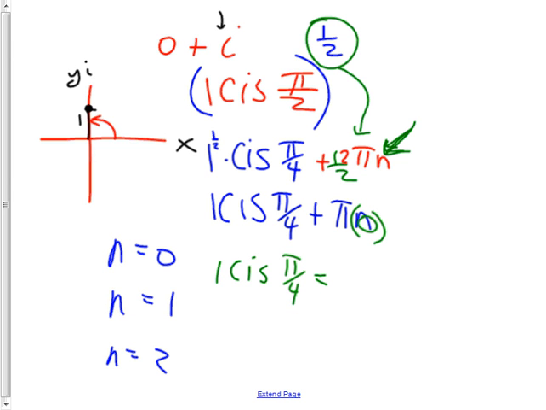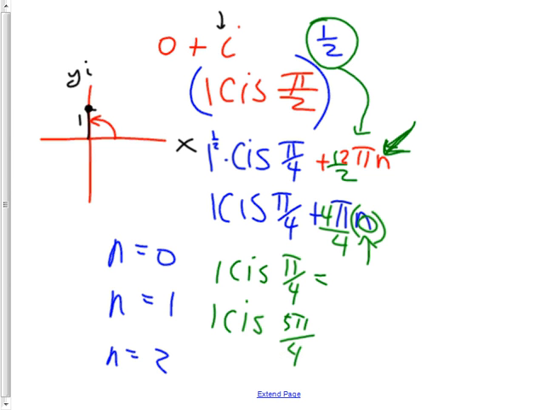Who's got the next one? 1 cis of what? 5 pi over 4. Why? Because you stick in a 1 there and it becomes pi, which is like 4 pi over 4. And that way, when you add another 1 pi over 4, you got 5 pi over 4.